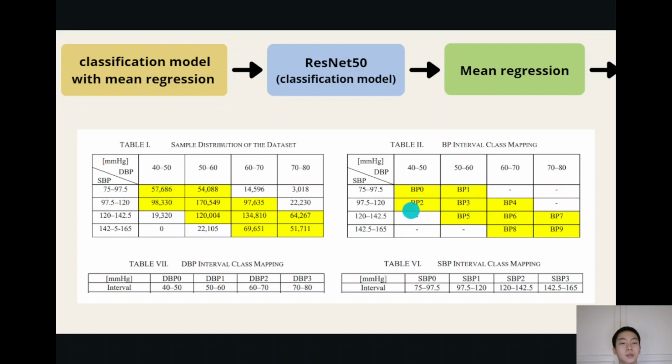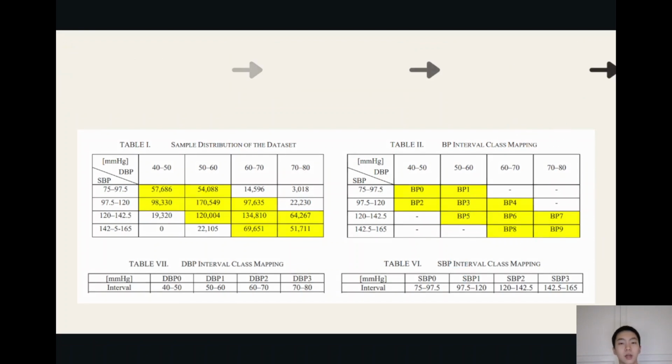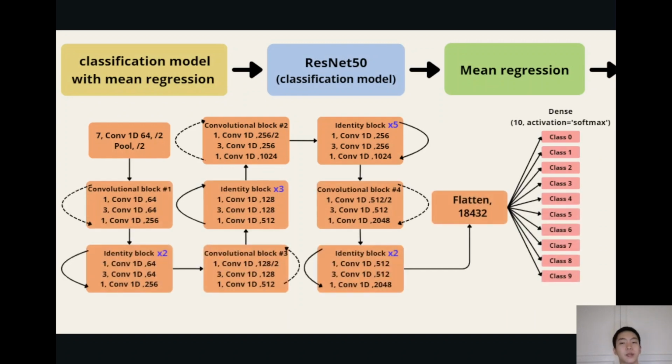DBP0 includes BP0 and BP2. DBP1 includes BP1, BP3, and BP5, and so on and so on. We used the ResNet-50 classification model from the reference research. It includes the convolution block and the identity block, as you can see here.